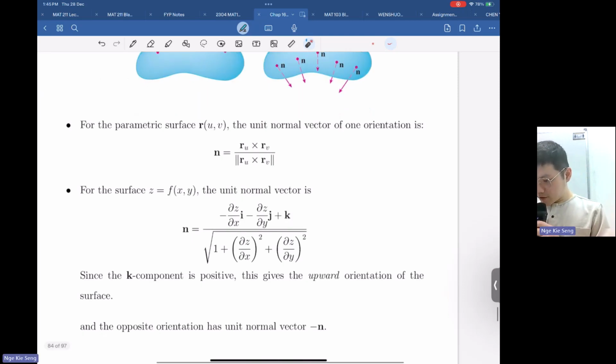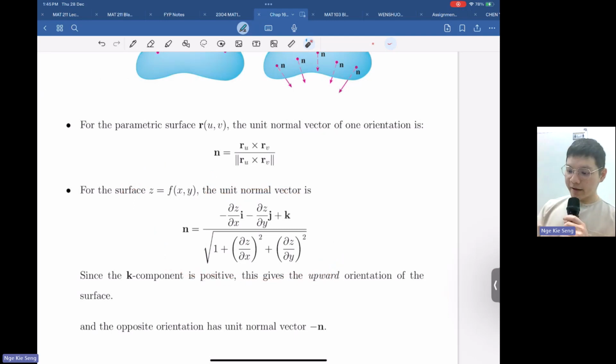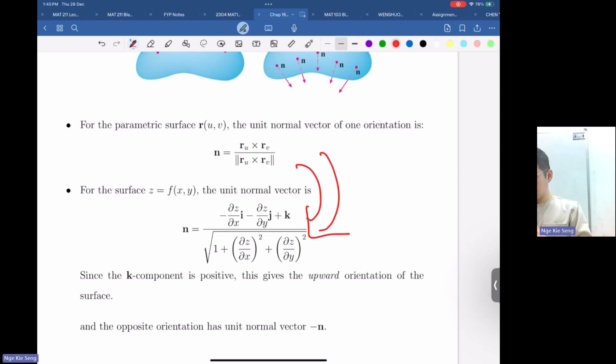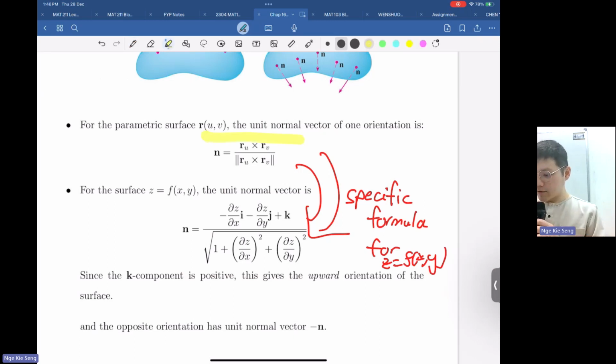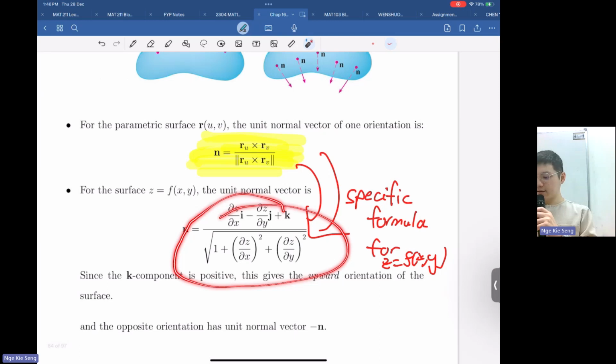You can try and derive this. If your surface is some z equals f(x,y), you can try and see why from this general formula you will get this specific formula for z equals f(x,y). But the most important thing is this formula. We will use this. I don't care about the specific one, I just care about the most general one. But as an exercise, you can try and deduce this.